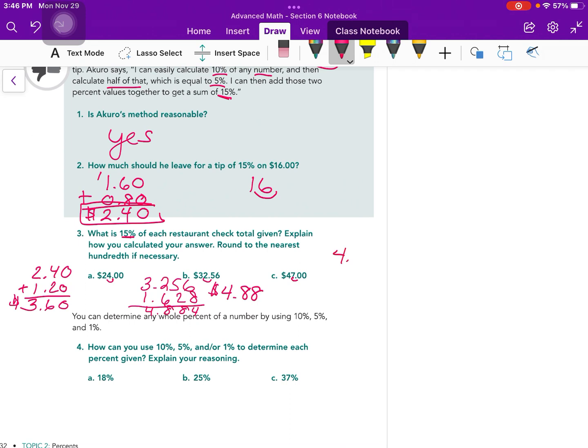If I move it one place, that's $4.70. Half of that would be $2.35. Add those together, that'd be a $7.05 tip.